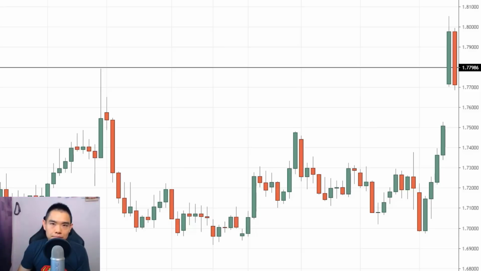And the answer is quite simple. The losing traders are those people who bought the highs of this breakout. So can you see that when the price breaks above the highs of this breakout, do you want to be buying?